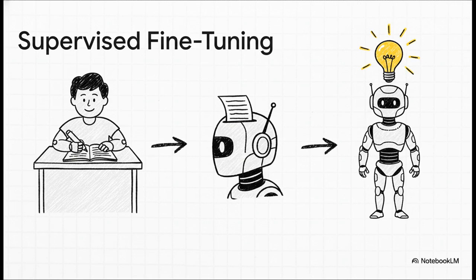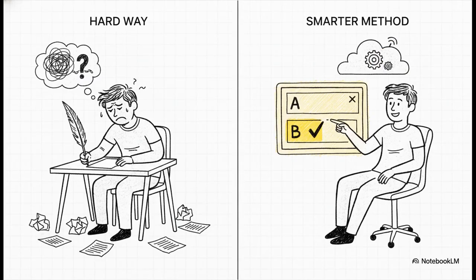The first step in this job training is something called Supervised Fine-Tuning, or SFT for short. Here, real humans write a small but super high-quality set of perfect questions and answers. The model is then trained on just these examples. Now, the key thing to get is that it's not learning new facts here. It's learning the style and the format of a great answer. But writing thousands of perfect answers is incredibly slow and really expensive.